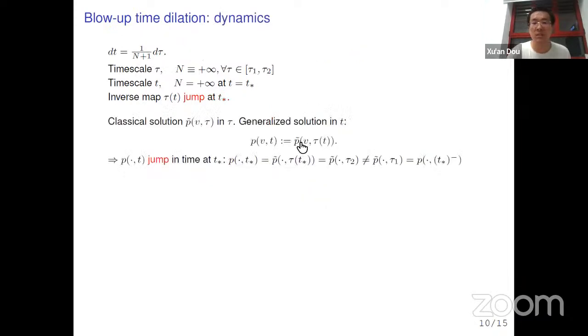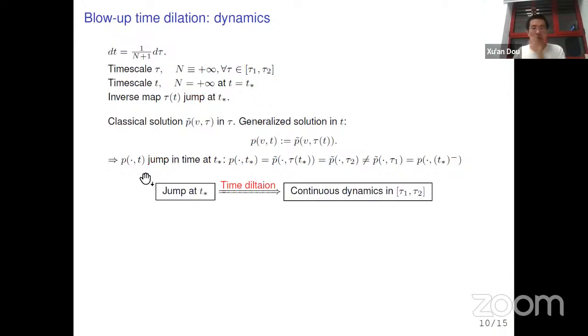And since our construction for the generalized solution is to assign the solution in tau, as tau of t, to be the generalized solution in t, the jump in the scalar map tau of t will lead to a jump in the density function p.